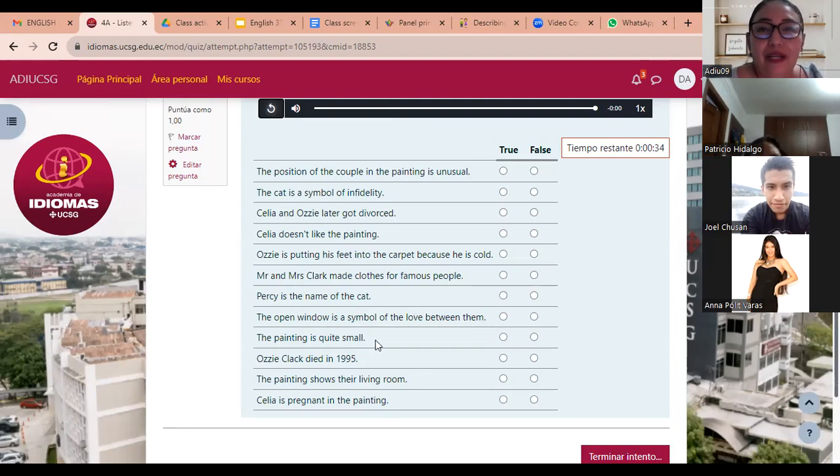The painting is quite small. Okay. Ozzie Clarke died in 1995. The painting shows their living room. Are they really in their living room or not? Celia is pregnant in the pictures. So what do you think? Which of these statements are true? Which of these statements are false?